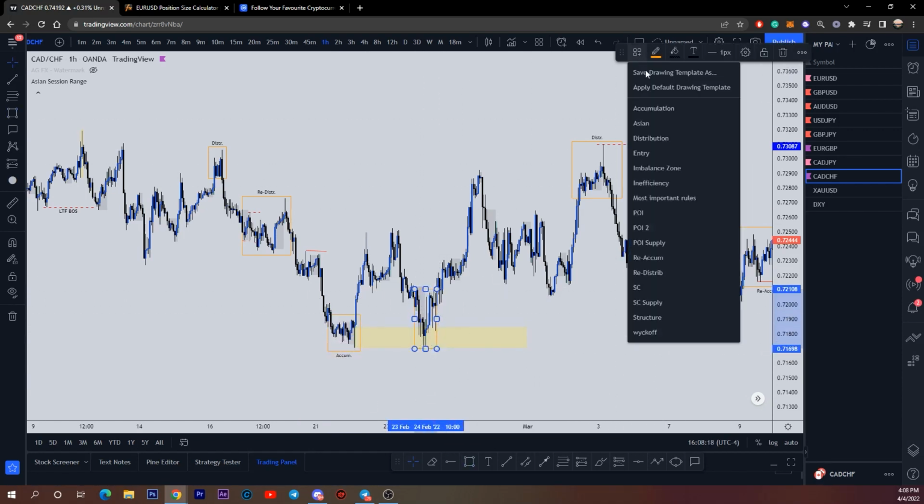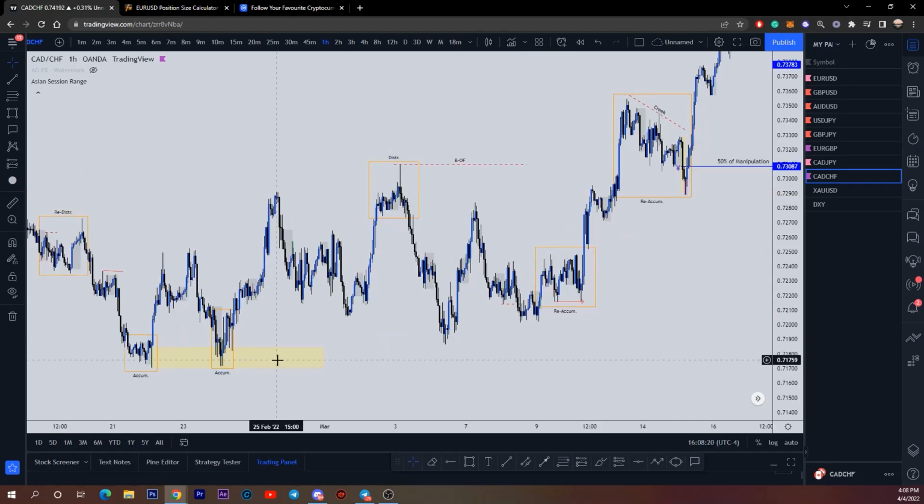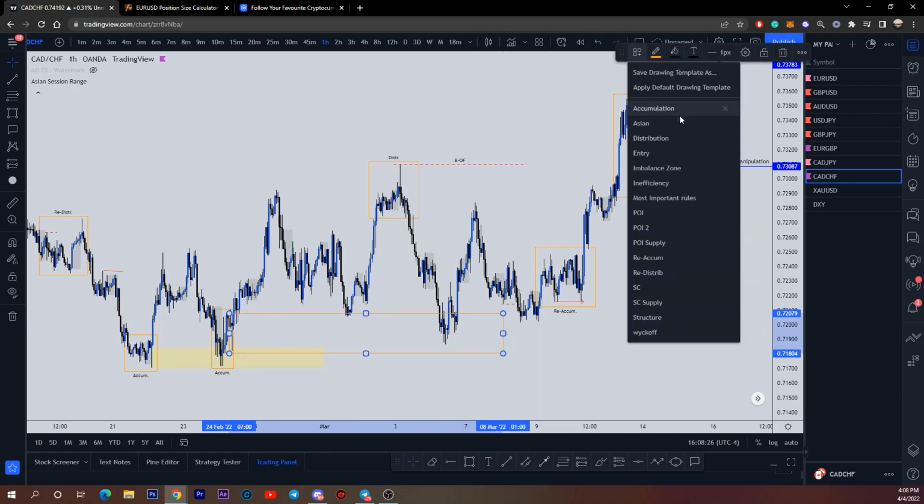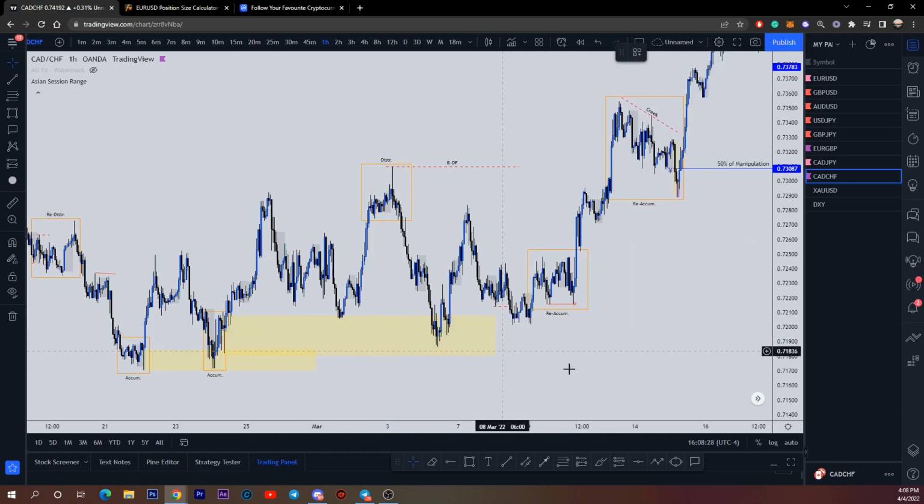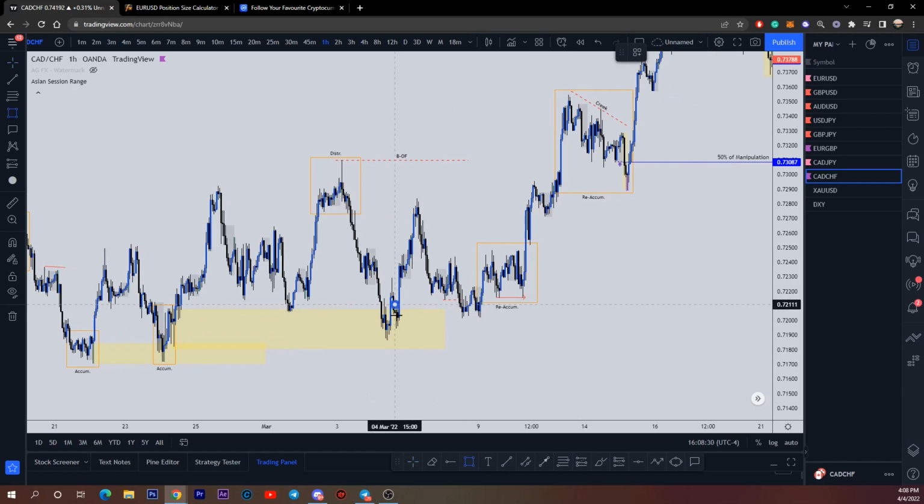Another accumulation, right? So after that, you can see that the market is continuously just mitigating the same kind of areas. All right. So we have a mitigation right here. The market comes back, mitigates this.